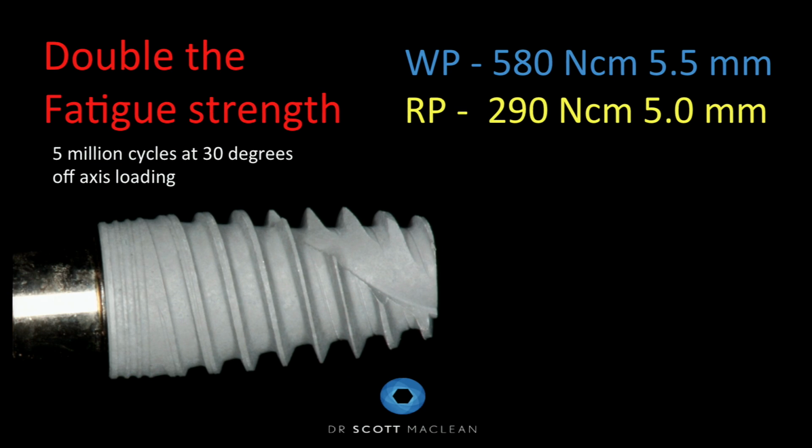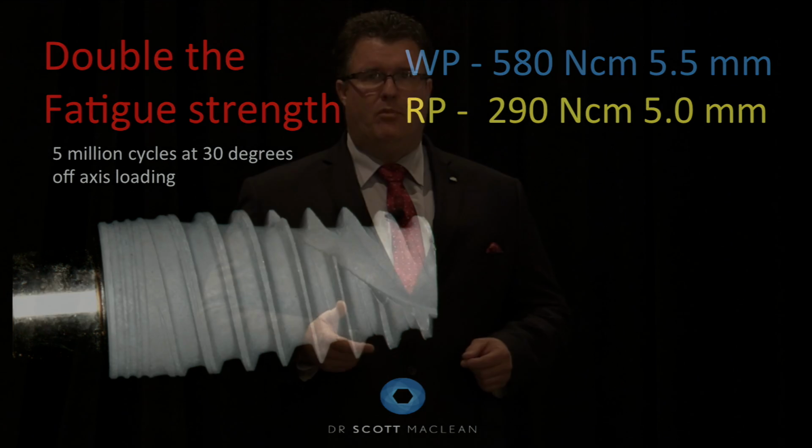At the top, it has a micro thread, which puts less pressure on the bone. I choose this implant for a number of reasons, but one of the main ones is the stability I can get when I'm doing the implant at the time of surgery, but also the amount of force. This implant has a fatigue strength that's double that of its predecessor, which is a regular platform implant. We go from 290 up to about 580 Newton centimeters when you're loading this off axis, which means it's going to be stronger for the mouth.